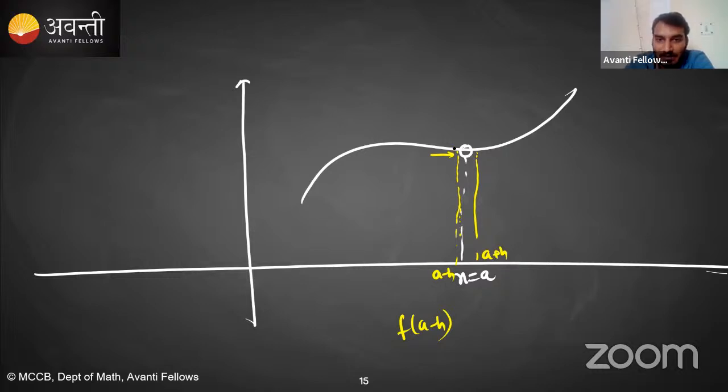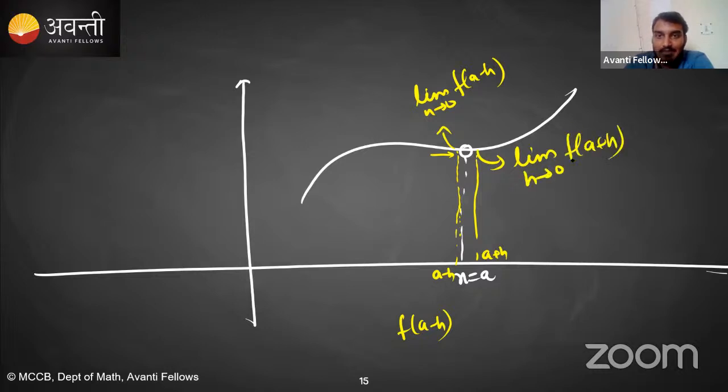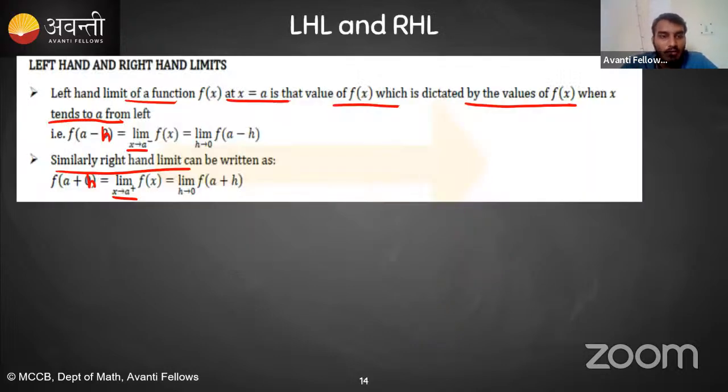So what is this value? This is limit h tends to 0 f of a minus h. What is this value? Limit h tends to 0 f of a plus h. Since h is tending towards 0, these a plus h and a minus h are very, very close to x is equal to a, so the values should be equal. Are you getting my point? That's why left hand limit and right hand limit should be equal. Left hand limit is limit h tends to 0 f of a minus h, and right hand limit is limit h tends to 0 f of a plus h. I hope this is clear now.